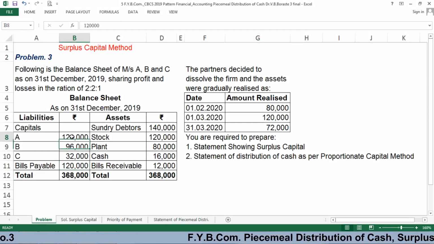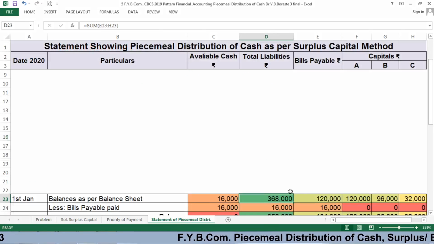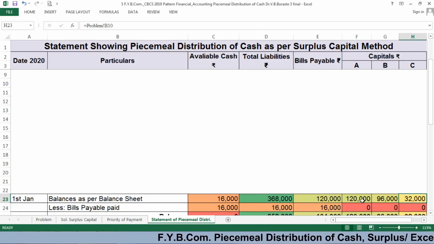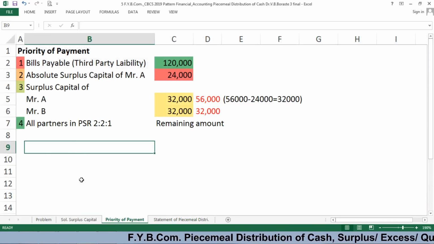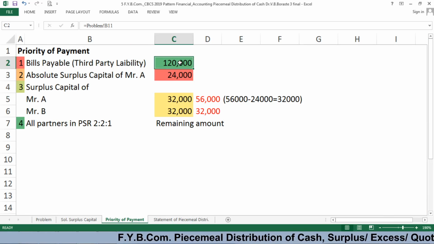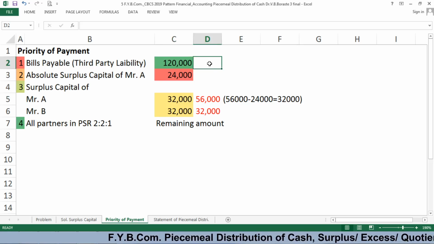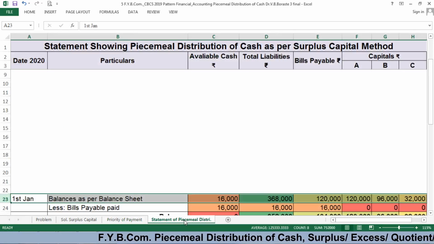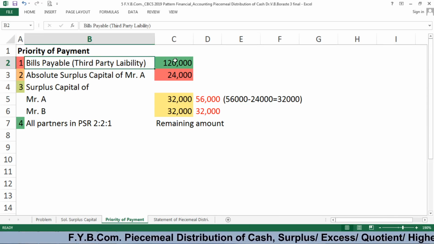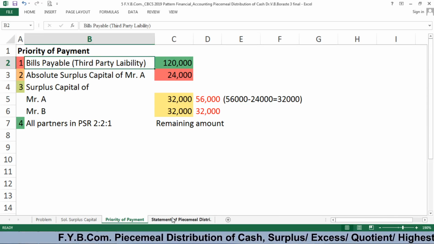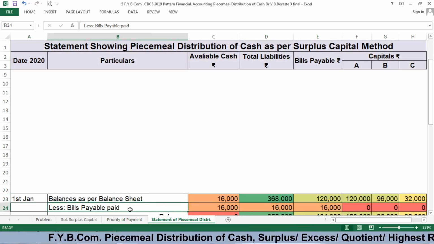Here you can see the various liabilities. First one is bills payable, second one is A's capital, then B's capital and C's capital. These are the balances which we have taken from the balance sheet. Now you can directly pay the first liability, that is third party liability, bills payable. Its amount is 1,20,000, but we have only 16,000, so on a priority basis, whatever amount we have, we will pay directly to bills payable.